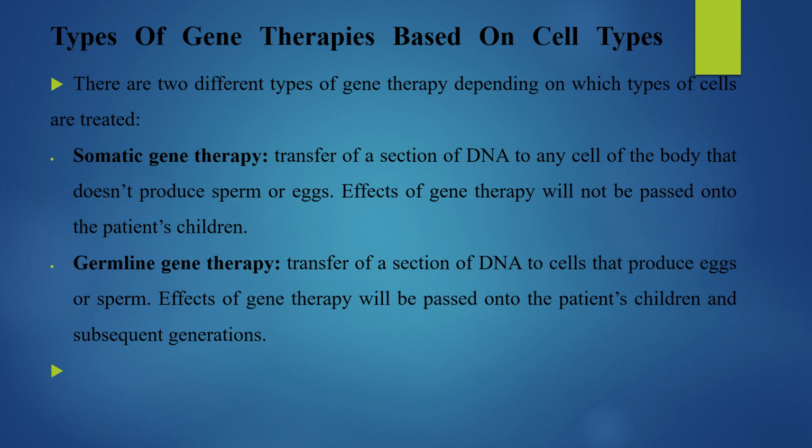And then the next one is germline gene therapy. Now you transfer a section of DNA to cells that produce eggs or sperm. The effect of gene therapy will be passed on to the patient's children and subsequent generations because you have touched the reproductive cells.